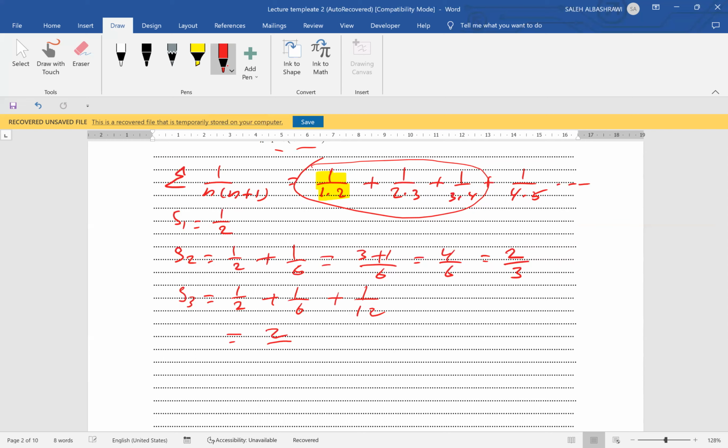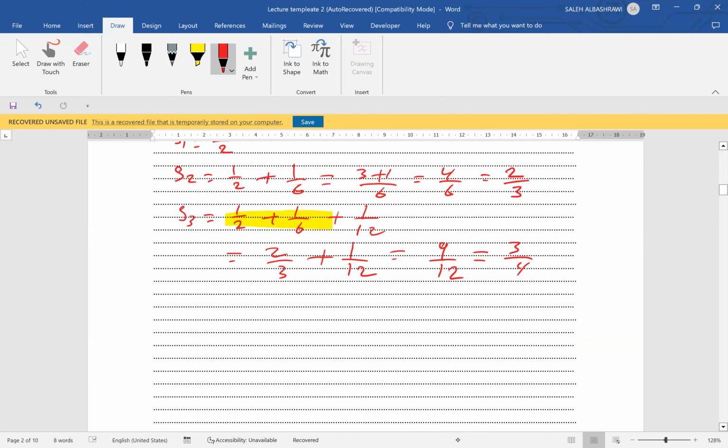This is 2 over 3 plus 1 over 12. The first two terms is just S2. So this is equal to 9 over 12, or it is equal to 3 over 4.